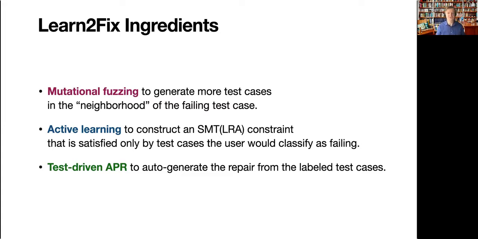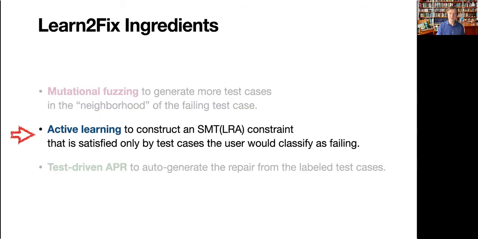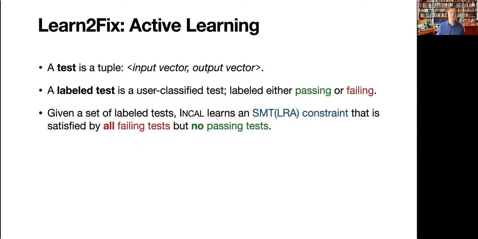Then we use active learning to construct this constraint. And I'm going to come to the details of that later. And once we have labeled test cases, we then use plain old test-driven automated program repair to auto-generate the repair from these labeled test cases. So we'll focus on active learning.